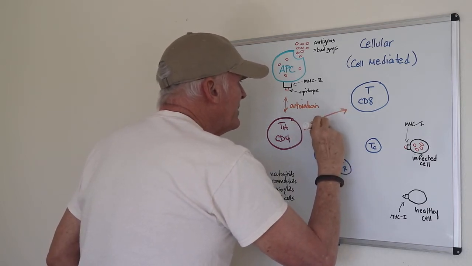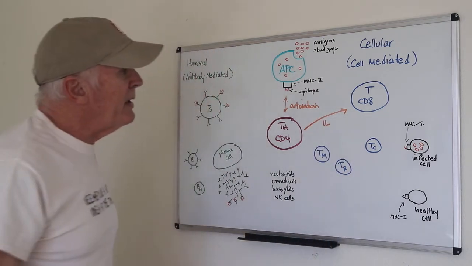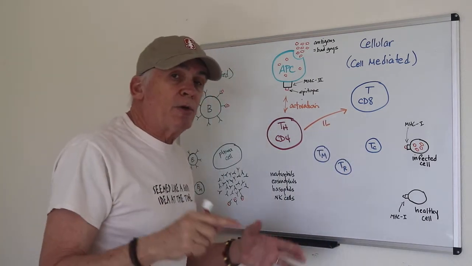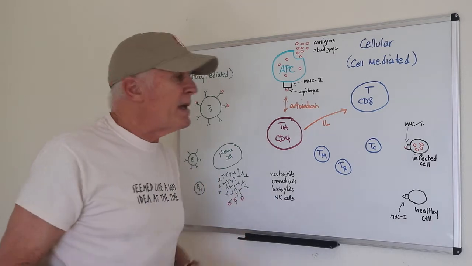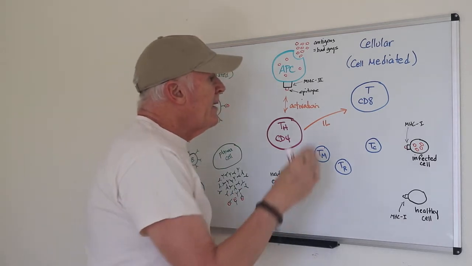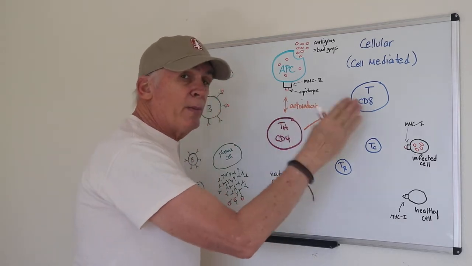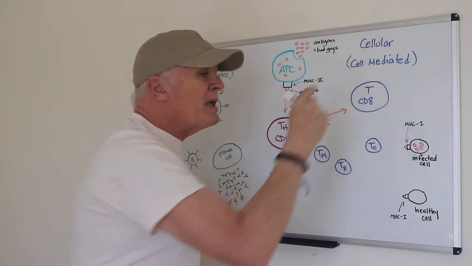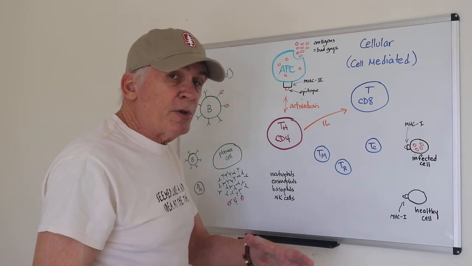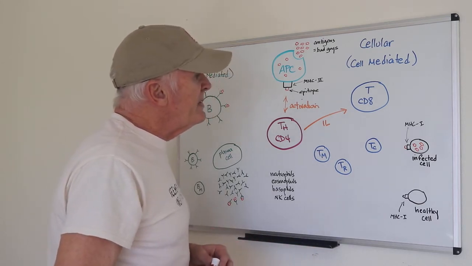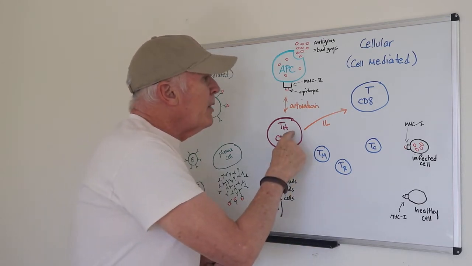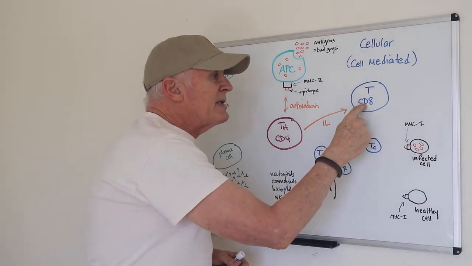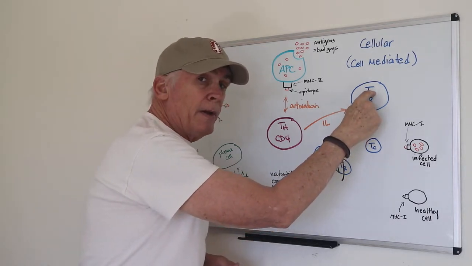It's going to activate here using interleukins, ILs. Interleukins are the little messengers between leukocytes. Those are the little proteins that communicate between white blood cells. So over here we have the cellular or cell-mediated division of the specific immune system. The T helper cell will first activate a CD8 cell, which is a T cell.